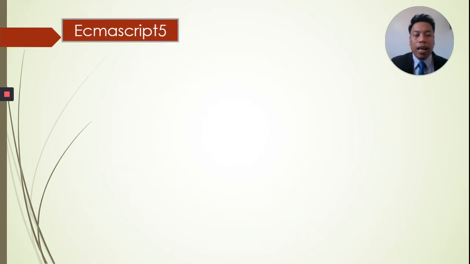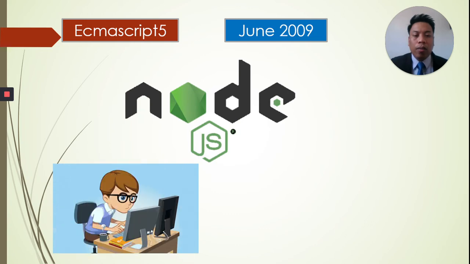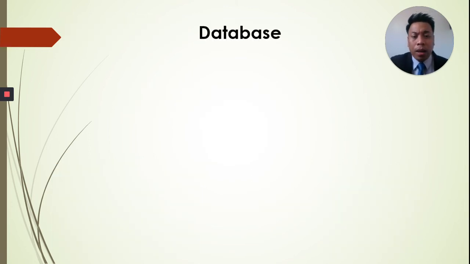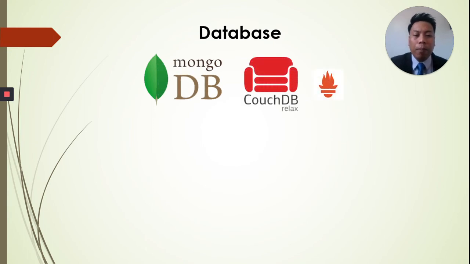In 2009, ECMAScript 5 was released together with Node.js. This allowed programmers to write full applications in JavaScript. ECMAScript 6 was released in 2015, and by then, JavaScript was so popular and in demand as a programming language. Today, databases such as MongoDB and CouchDB use JavaScript as their scripting and query language.